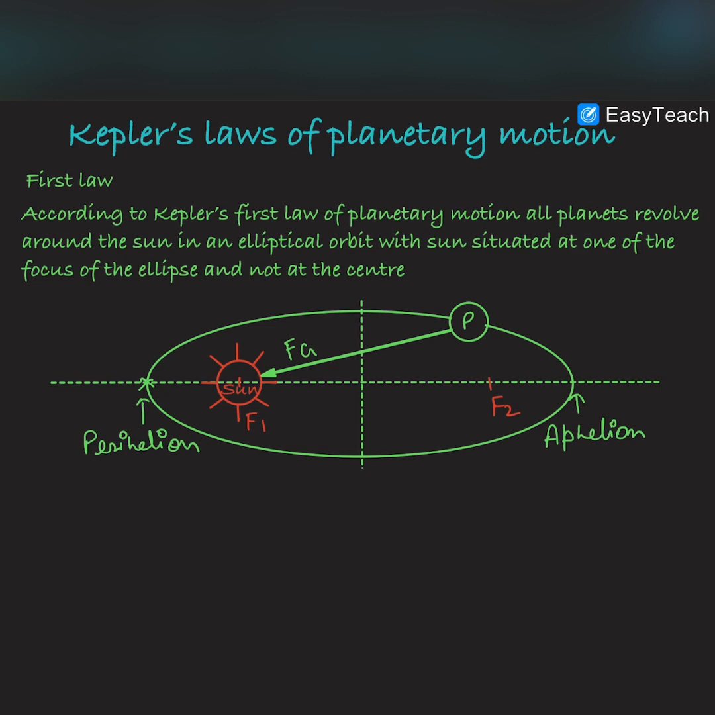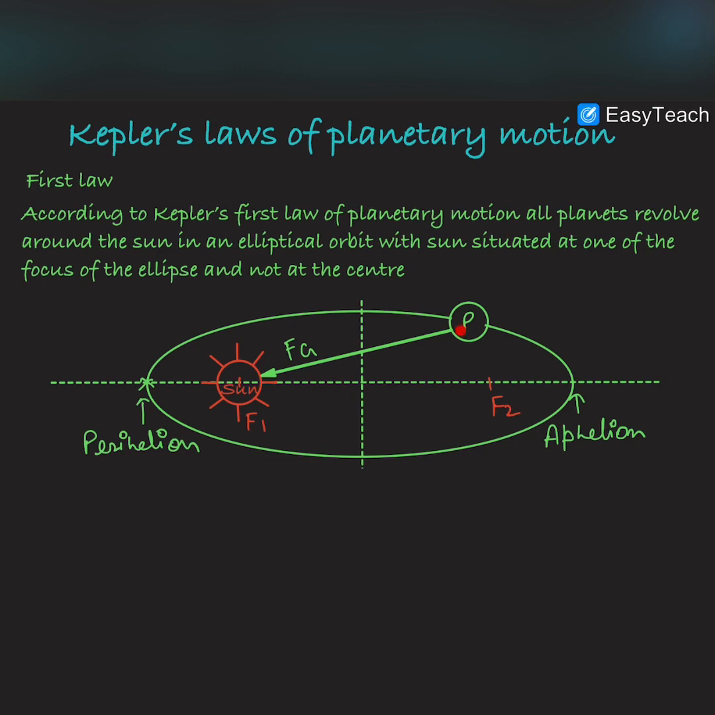According to his design, each planet revolves around the sun in an elliptical orbit, with the sun situated at one of the foci of the ellipse. You can see that this planet is revolving around this sun in an elliptical orbit, and the sun is situated at one of the foci of this ellipse.